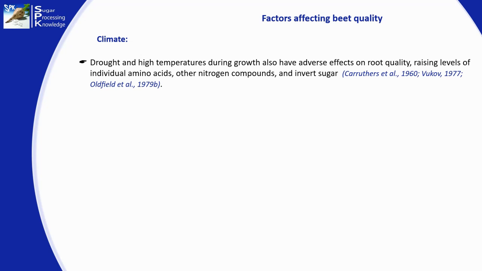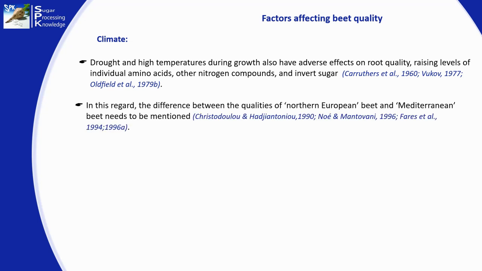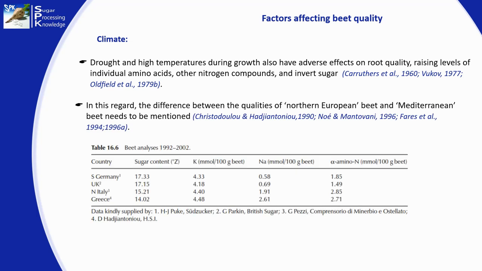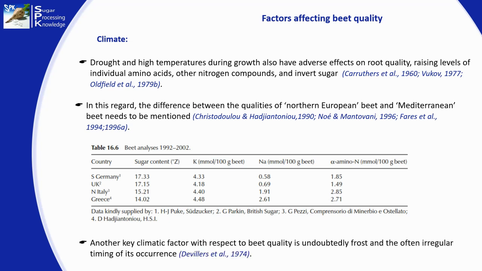In this regard, the difference between the qualities of Northern European beet and Mediterranean beet needs to be mentioned, as shown in this table. In addition to the decrease in quality due to the formation of high levels of reducing sugars due to high temperatures during harvest, Mediterranean beets have higher levels of sodium and alpha-amino nitrogen. Another key climatic factor with respect to beet quality is undoubtedly frost and the often irregular timing of its occurrence.